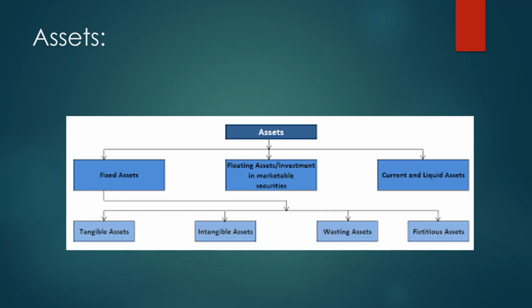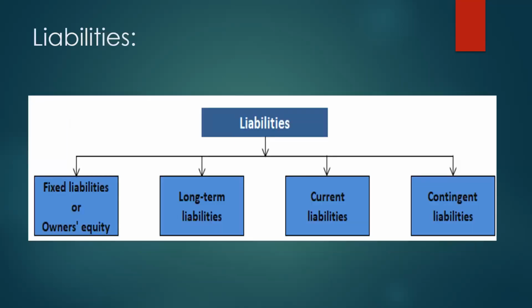The first one is liquid asset. Liquid asset is nothing but the assets which can be quickly convertible into cash. Non-liquid assets take longer time as compared to the liquid asset to convert into cash. For example, inventory. And next we are going to discuss about types of liabilities.